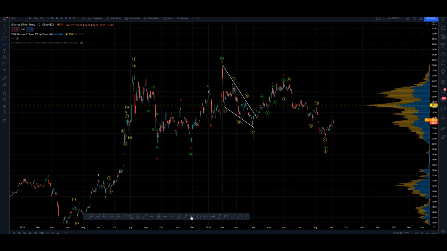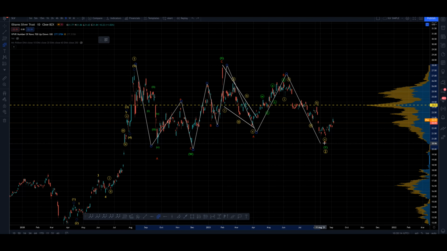So the interpretation now, if we're going to interpret this bullishly, we've still got our primary wave 1 here, and we've gone 3 waves into a W, 3 waves into an X, and then this is a 3-wave zigzag into a Y, and now we're going up.